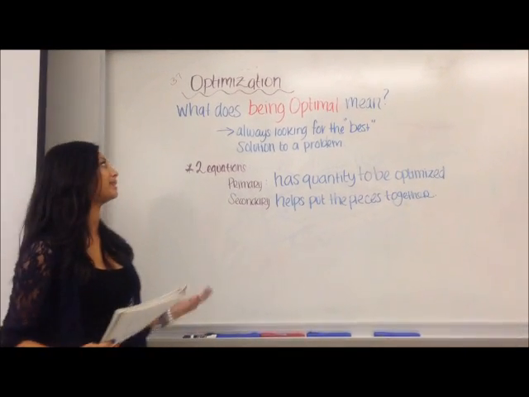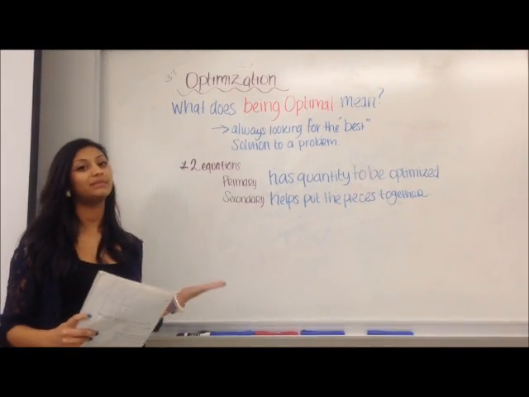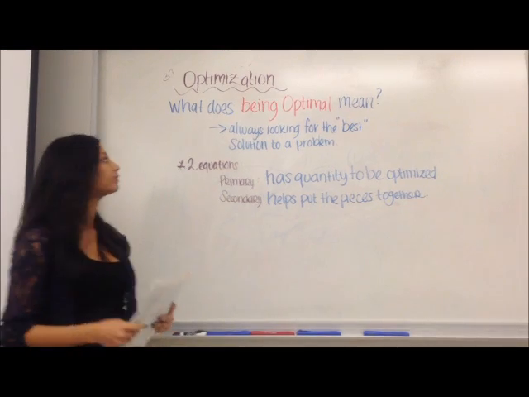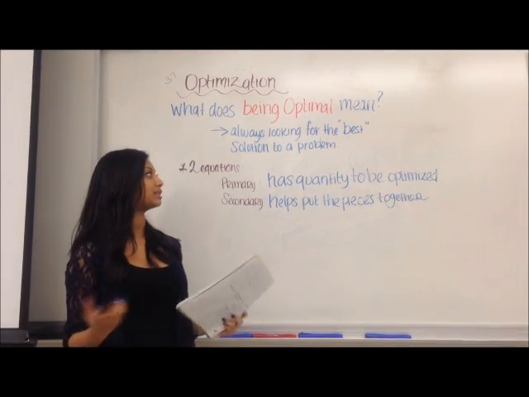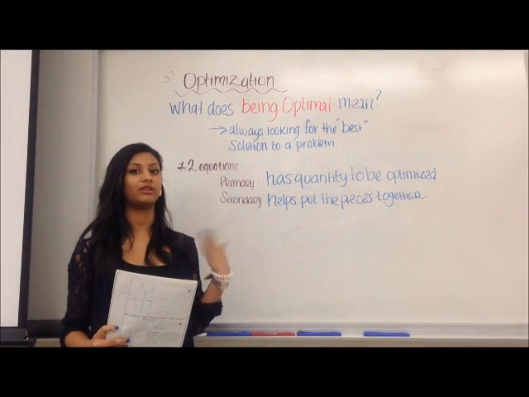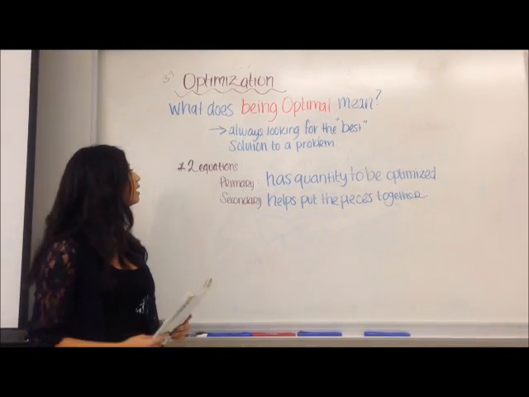3.7 is all about optimization. So what does it mean to be optimal? Ultimately, it means that you're always looking for the best solution to a single problem. You're always trying to find either the minimum or the maximum.